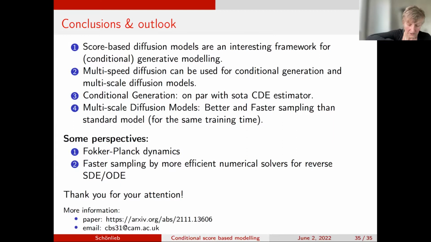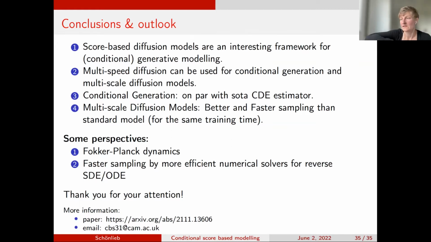One of the things that is missing in all of this is the connection to Fokker-Planck, because we are only learning the score and not the probability density directly. So this is something that is missing, and we're currently looking at whether we can rectify this in some way and put a Fokker-Planck constraint into the learning process.